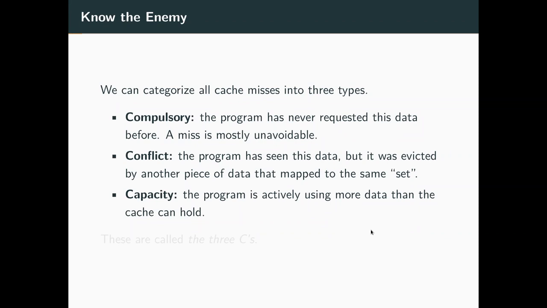So our first type is compulsory. This means that the program has never requested this data before, so it's kind of unavoidable. We're pretty much always going to get a cache miss. Next, conflict is when we have seen the data, but then we evicted it using our replacement policy, and then we want to access it again. So it was in cache, but now it is no longer in cache, but we need it.